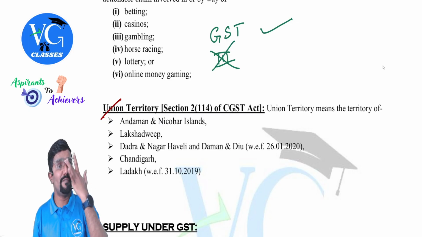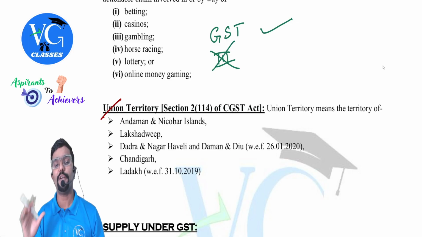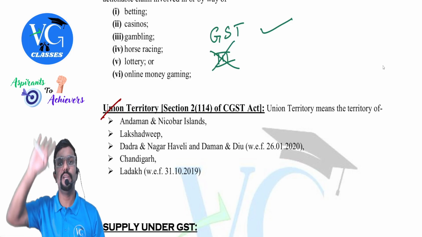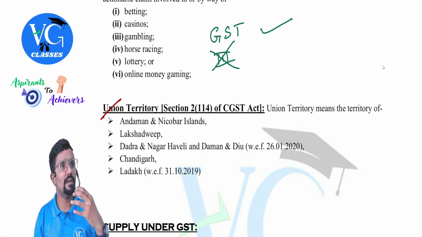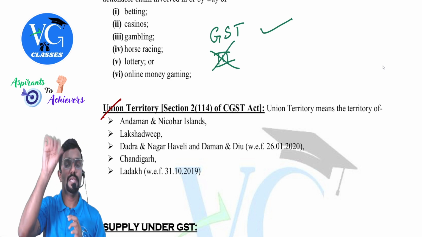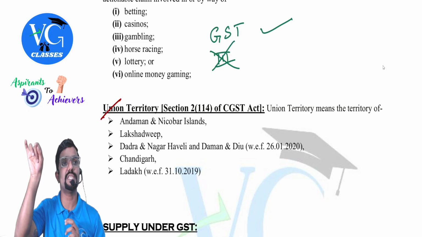Union territory is also defined in the GST law. What is the union territory definition? Union territory means only 5. What are those? Andaman and Nicobar Islands, Lakshadweep, Dadra and Nagar Haveli, Daman and Diu, Chandigarh, Ladakh. So in these 5 union territories, what is applicable, guys? SGST no, UTGST.